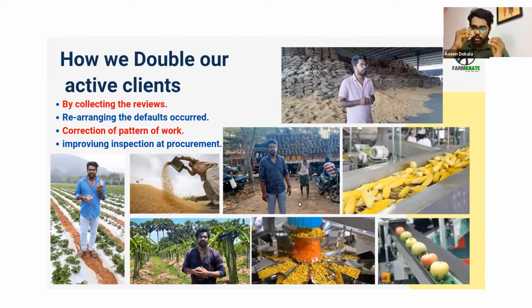Sometimes the crop may have some kind of diseases, and we recheck. We improve the procurement team, and then we recheck it, and then we get the samples to the merchants, and we manage the merchants to give us multiple orders on the next day. We do this by improving our skills and by improving our procurement team.